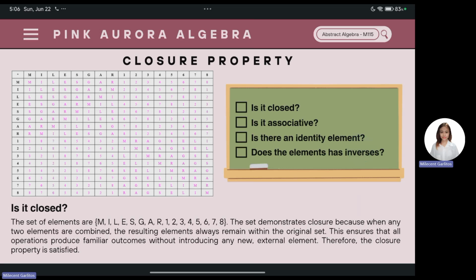So is it closed? The set of elements are 1, 2, 3, 4, 5, 6, 7, 8. The set demonstrates closure because when any two elements are combined, the resulting element always remains within the original set. This ensures that all operations produce familiar outcomes without introducing any new external element. Therefore, the closure property is satisfied. So is it closed? Yes, it is closed.